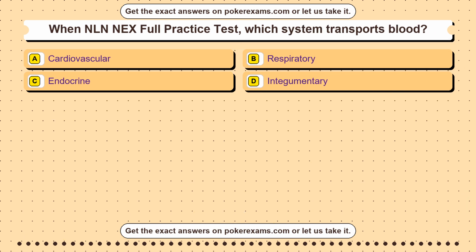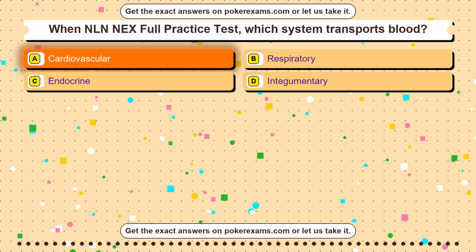Question 29. When GED functions practice, which detail best supports an inference in RLA? Option A. A quoted line from the passage. Option B. A personal guess. Option C. A longer answer choice. Option D. A familiar topic. The correct answer is option A.